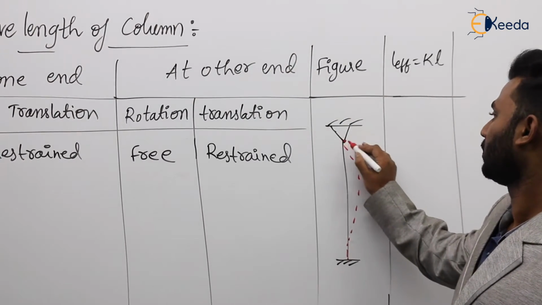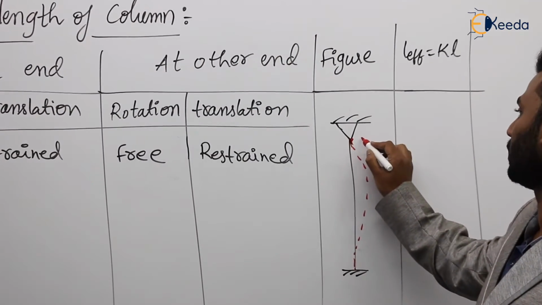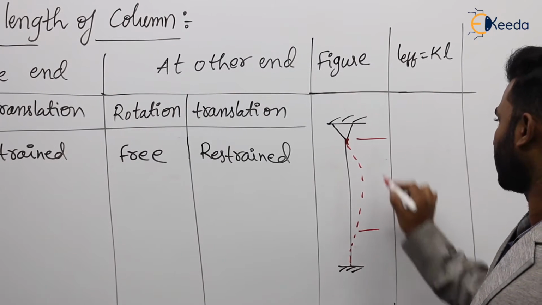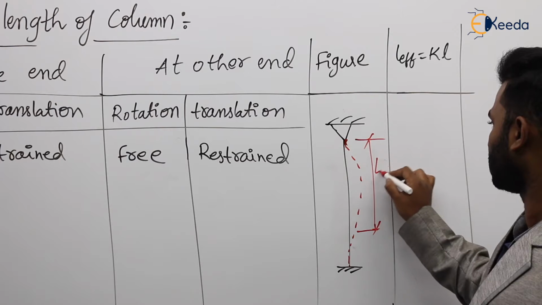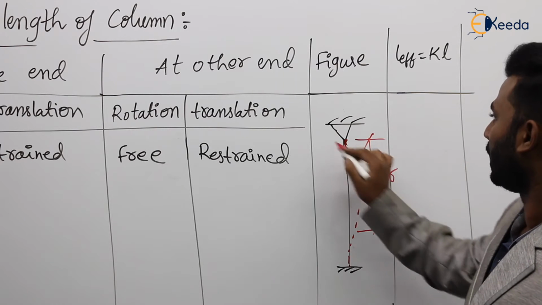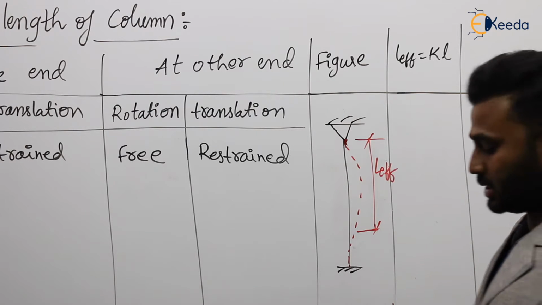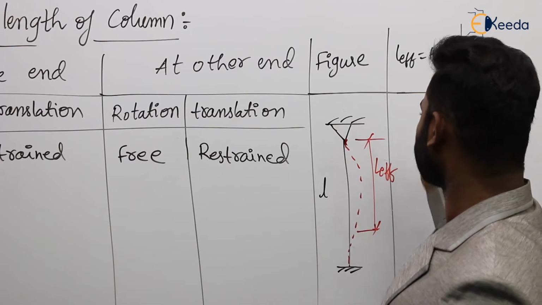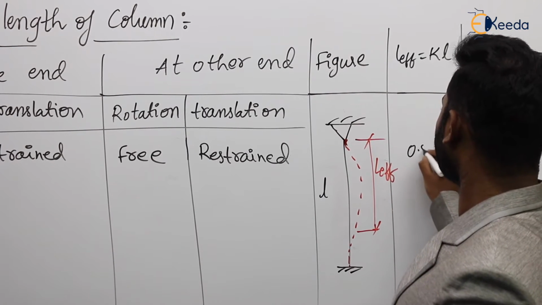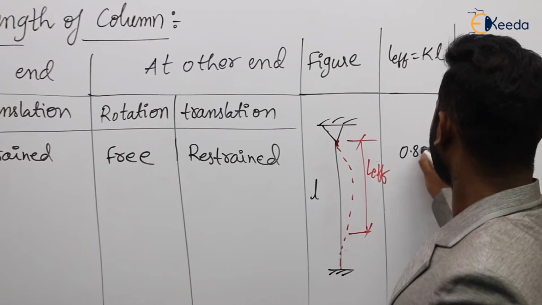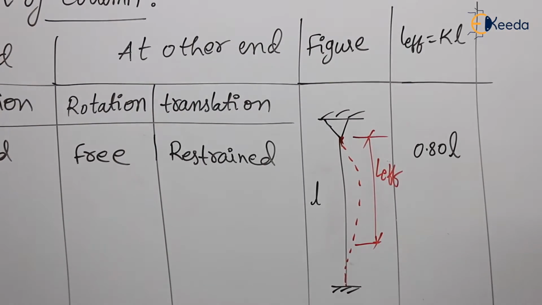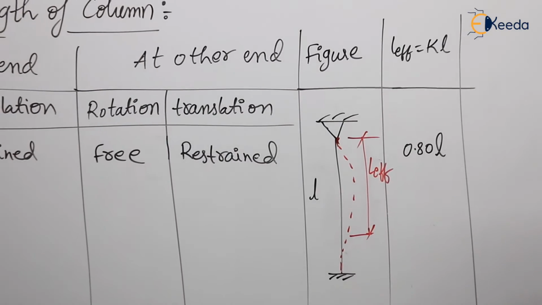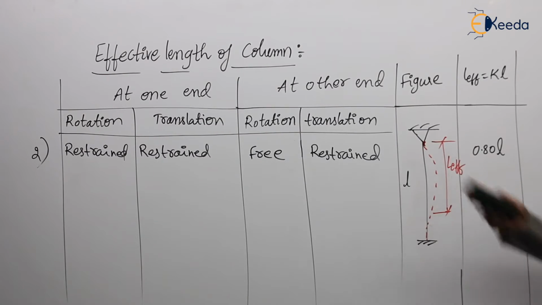So it means from here to here. This is L effective in this case, and the total clear distance is L. Now in this case L effective is 0.80 L. Okay, so take it down. Now the next case.